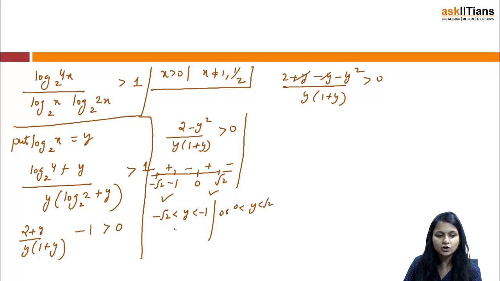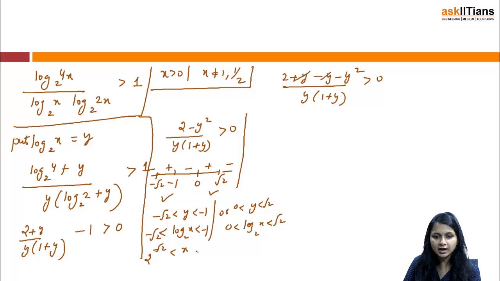But what is y? Log x to the base 2. So I will rewrite it this way, and here again log x to the base 2. Now I can get the complete solution for x. This would be 2 raised to the power minus root 2, and 2 raised to the power minus 1. And here it will be 2 raised to the power 0, which is 1, and 2 raised to the power root 2. But I have to keep in mind x has to be greater than 0, and x is not equal to 1, neither half. So yes, this is my complete solution.